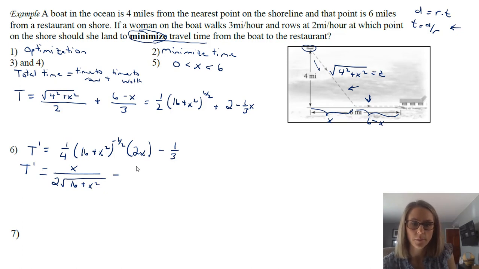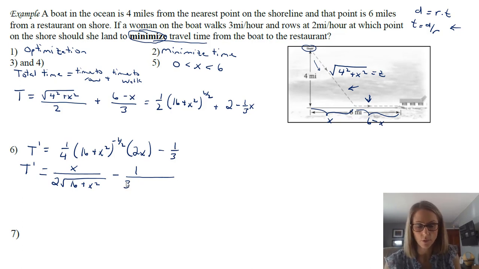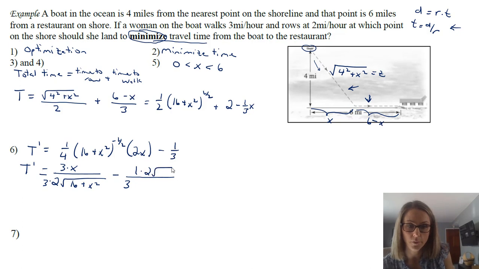Now, in order for them to have the same denominator, the denominators have no common factor, so the lowest common denominator is the 2 things multiplied together. So I'm going to need a 3 here, and I'm going to need a 3 here. And then over here, I need the 2 and the square root of 16 plus x squared. And I need the 2 and the square root of 16 plus x squared.